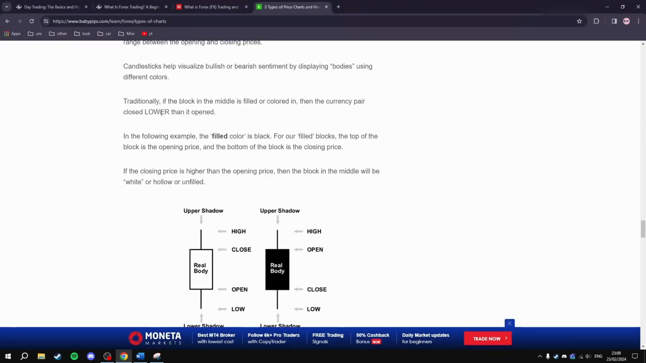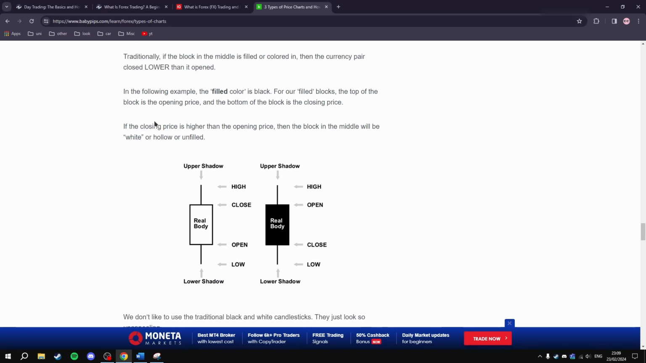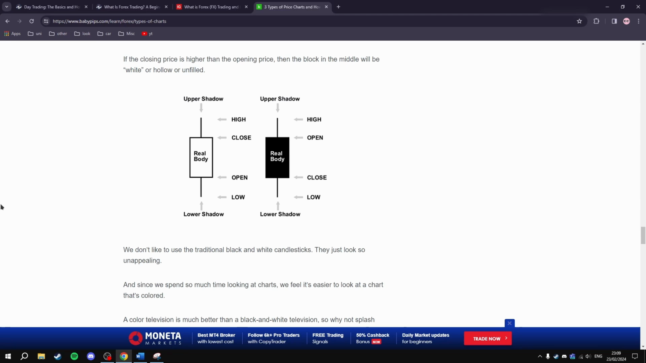Traditionally, if the block in the middle is filled or colored in, then the currency pair closed lower than it opened. In the following example, the filled color is black. For our filled color blocks, the top of the block is the opening price, the bottom of the block is the closing price. If the closing price is higher than the opening price, then the block in the middle will be white or hollow or unfilled.